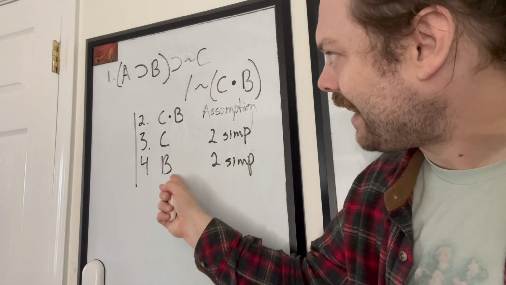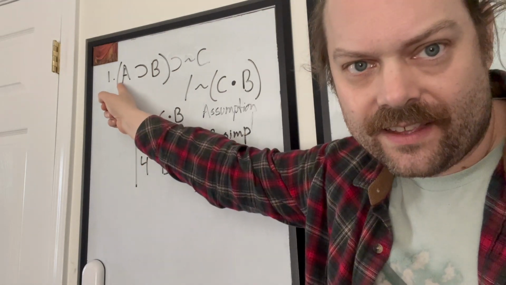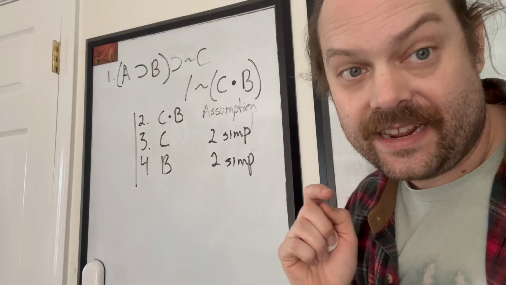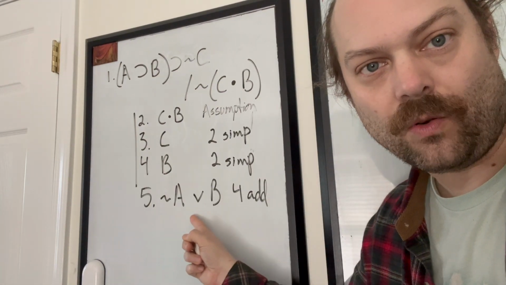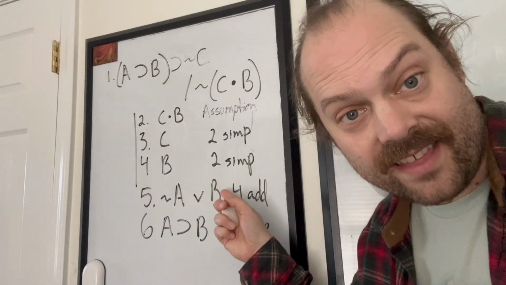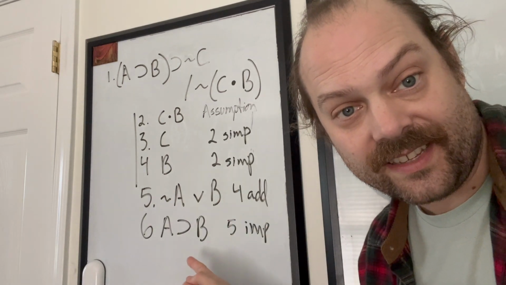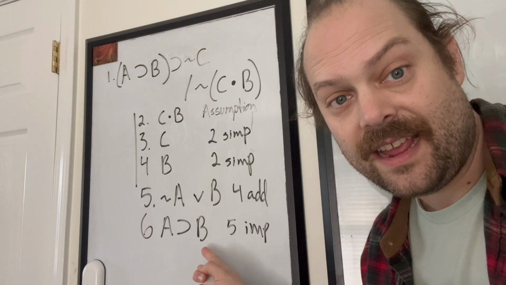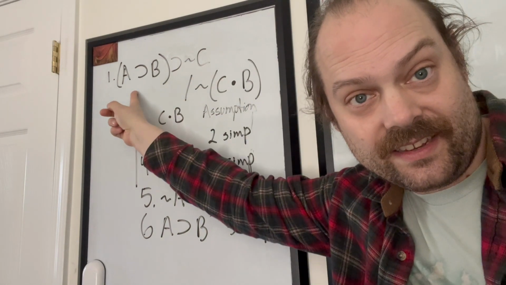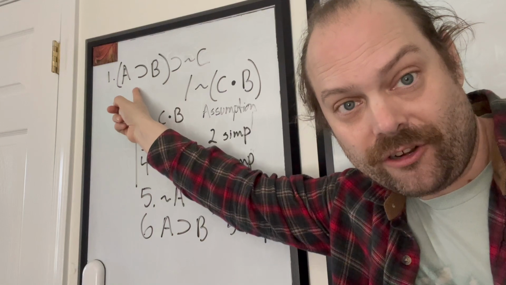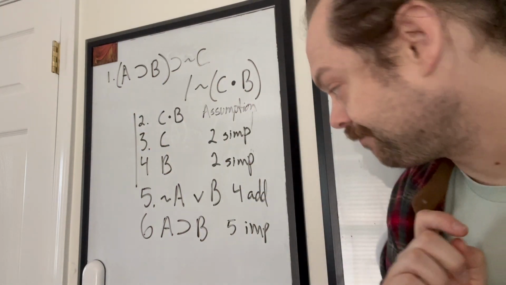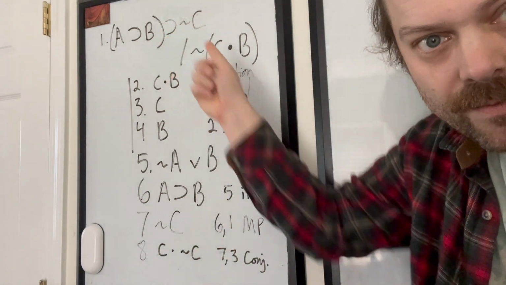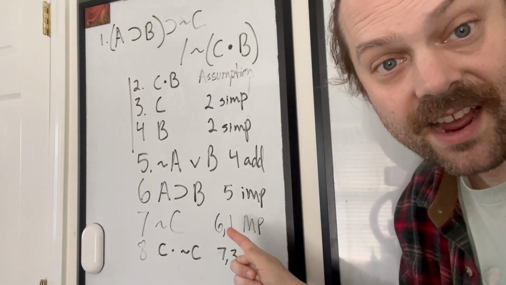I'm going to add not A to B here. So addition gets us not A or B. And then doing implication on that gets us if A then B. And that is the antecedent of our conditional here. So we can use modus ponens to get not C. Okay, modus ponens from here and here gets us not C.